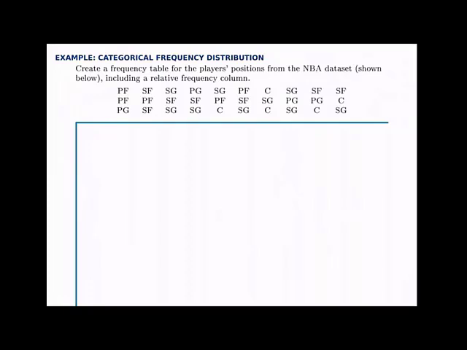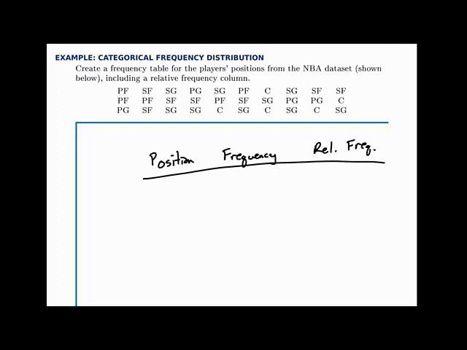So our frequency table will start with 2 columns, one for the position and one for the frequency. And then we'll add a third column for relative frequency. It's a good thing to include when you draw a frequency table. It's not entirely necessary every time, but it's a good idea to include it when you can. So the positions, we have point guard, shooting guard, small forward, power forward, and center as our 5 categories.